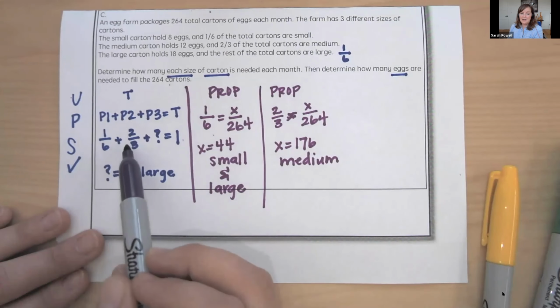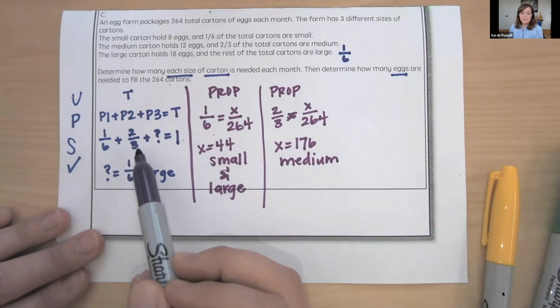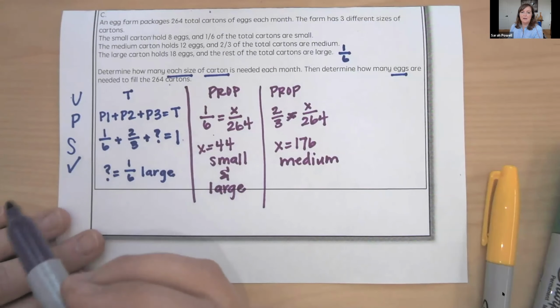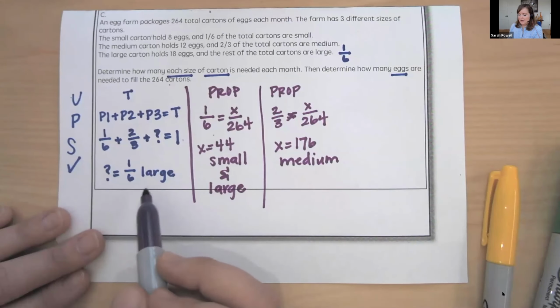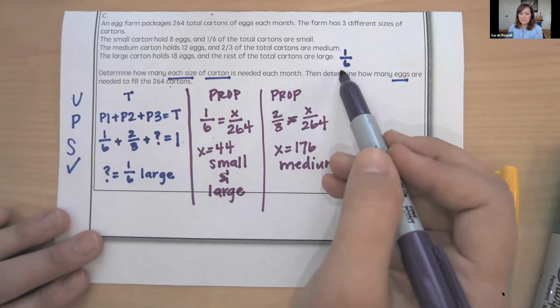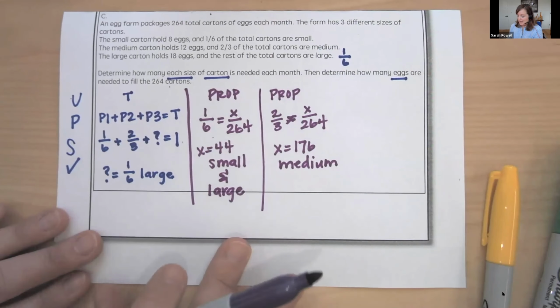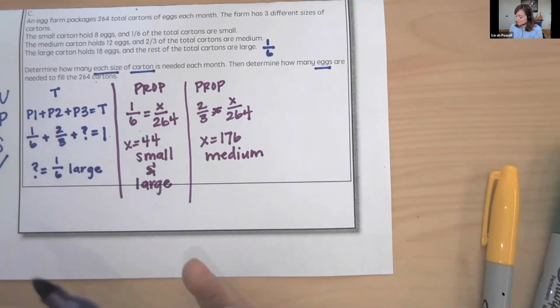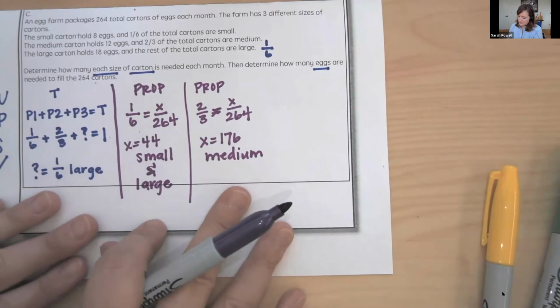So I added the small cartons plus medium cartons plus, I don't know, large cartons to equal basically 1. And I figured out that 1/6 of the cartons were large. So then I plugged that into my problem there. And then I started to use the proportions graphic organizer. Well, I didn't use the graphic organizer.